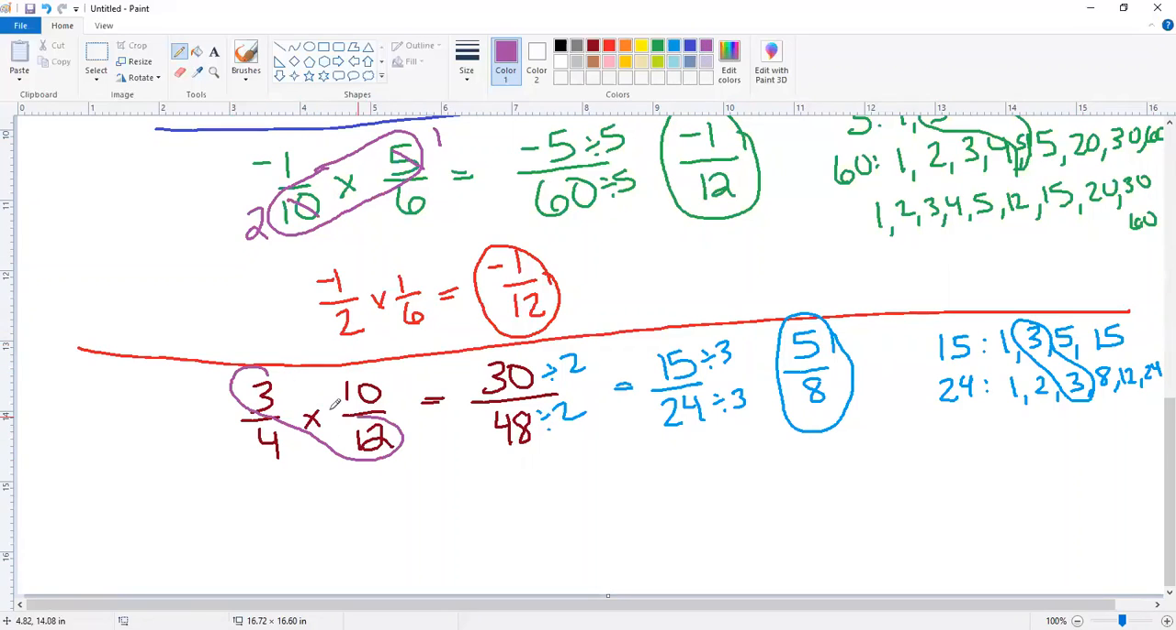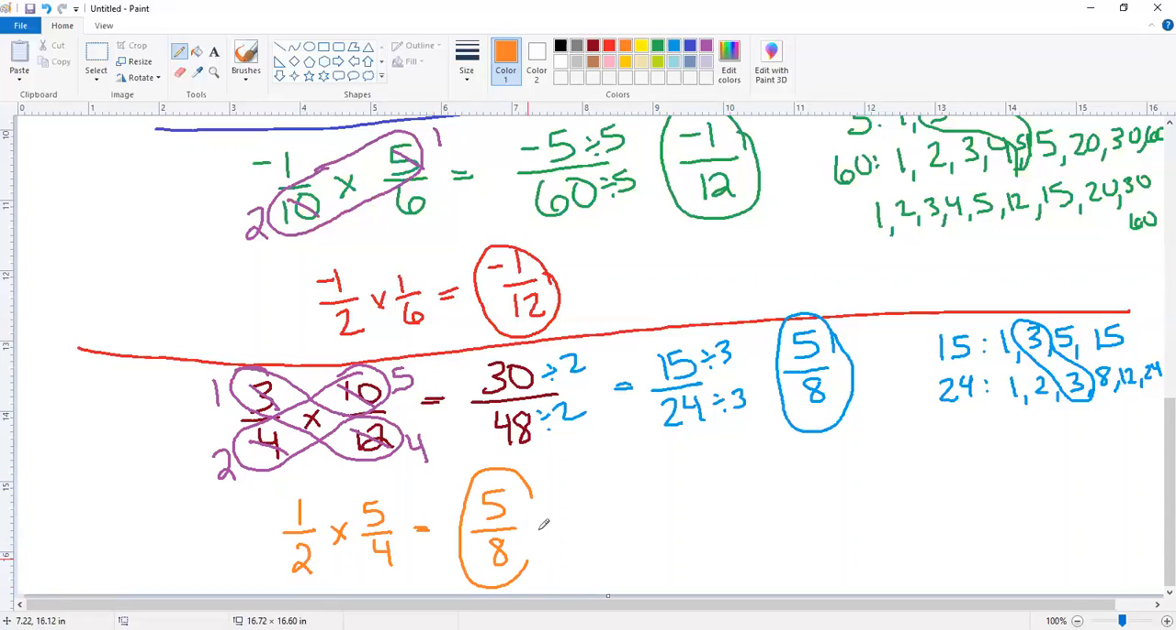So 3 and 12, 3 can go into 3 one time, and 3 can go into 12 4 times. Now this is where it gets a little tricky. 4 and 10 can simplify, but 4 doesn't go into 10. But they're both even numbers. So 2 can go into 4 2 times, and 2 can go into 10 5 times. So our new fraction is 1 over 2 times 5 over 4, and 1 times 5 is 5, 2 times 4 is 8. I know that's confusing.